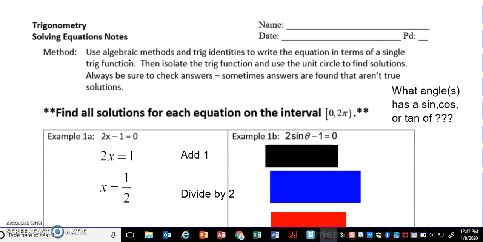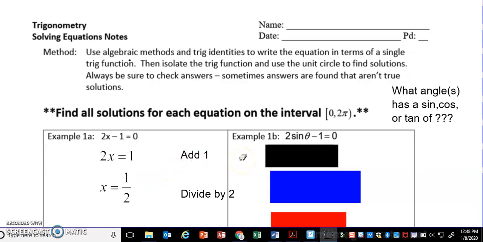So let's talk about solving trig equations. The process is very similar to solving regular equations, whether we're factoring or not. So if you're looking at example 1a, we have 2x minus 1 equals 0. We're still going to add 1 and divide by 2 to get x is equal to 1/2.